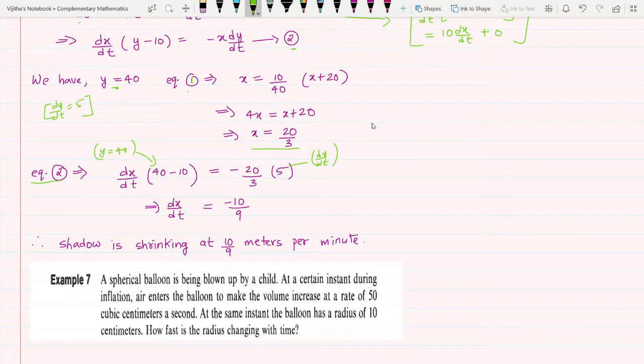Now if you simplify this, we will get dx by dt is minus 10 by 9. So the minus sign indicates that the shadow is shrinking and the rate of shrinking is 10 by 9 meters per minute, as it is given in the problem. So we got that the shadow is shrinking at 10 by 9 meters per minute.